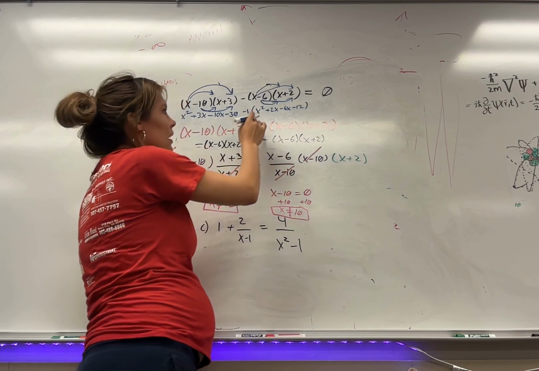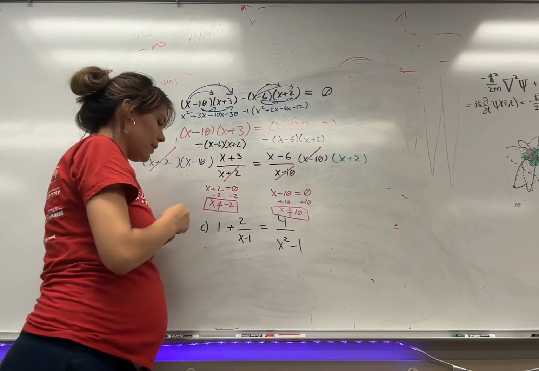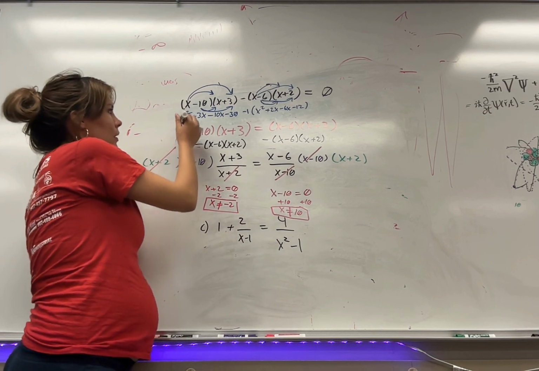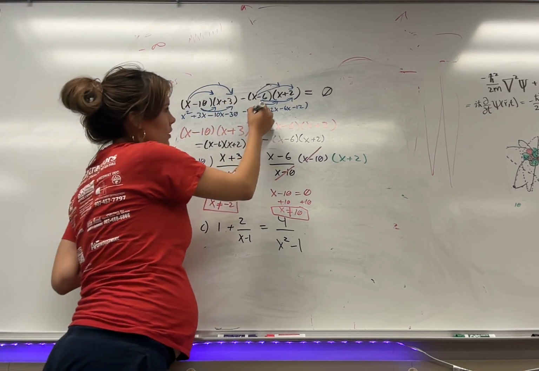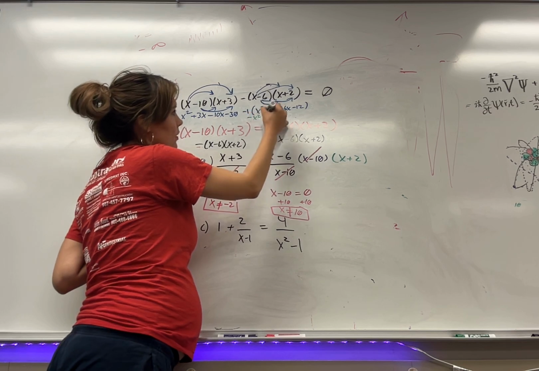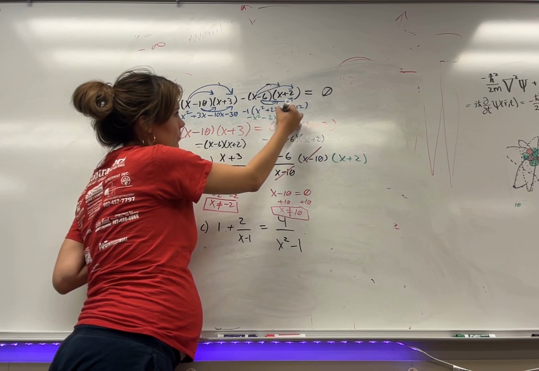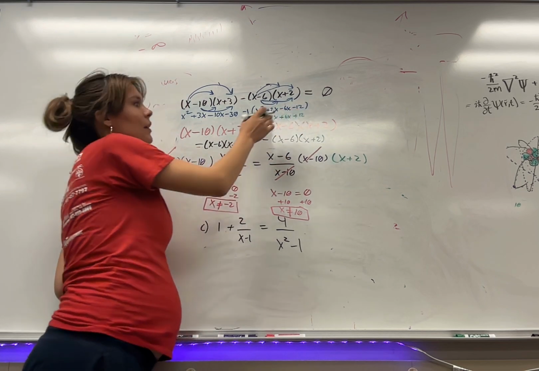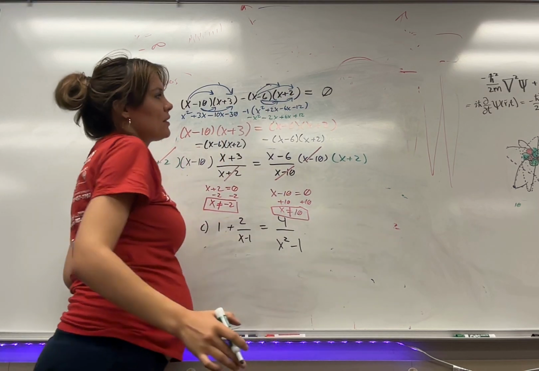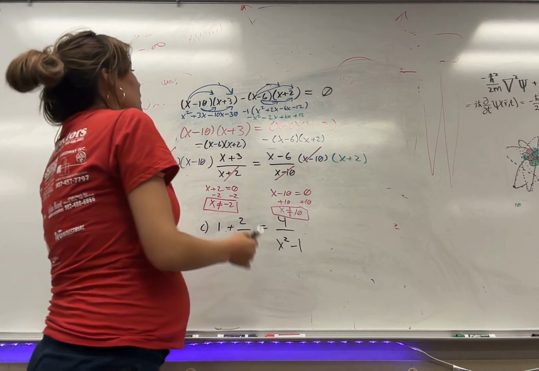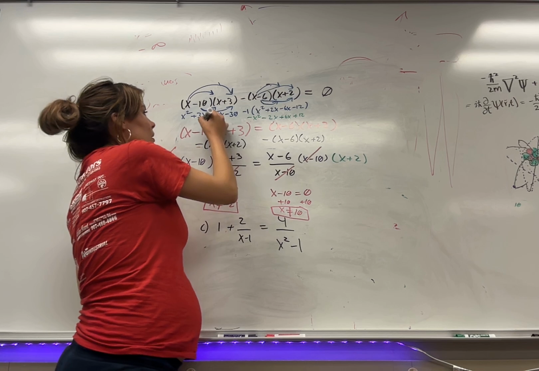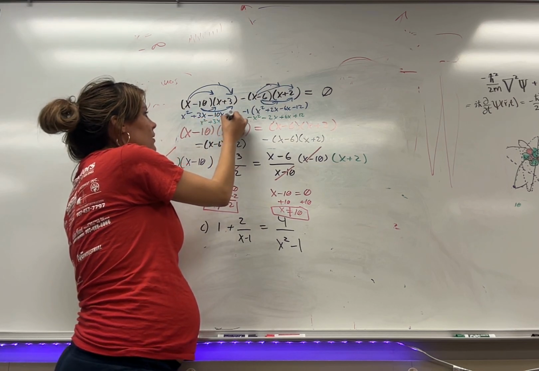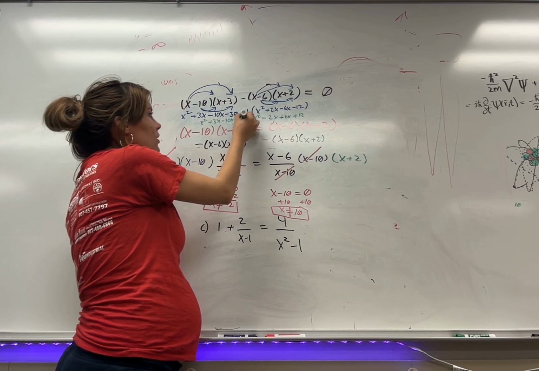And if we distribute that negative 1, what we have is negative x squared minus 2x plus 6x plus 12. And as you can see, basically what that negative 1 is doing is it's flipping the signs of everything within those parentheses, if that makes sense. And over here, we'll drop this down. We have x squared plus 3x minus 10x minus 30.